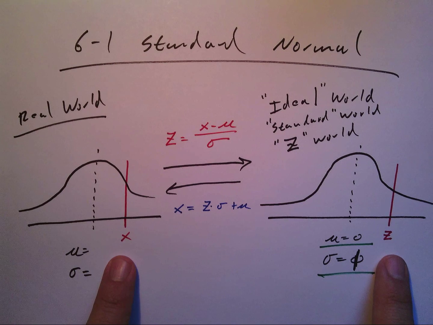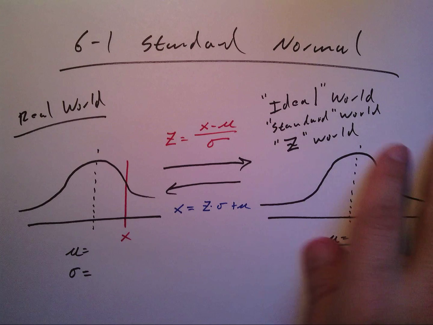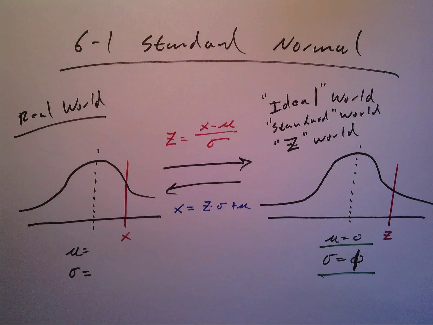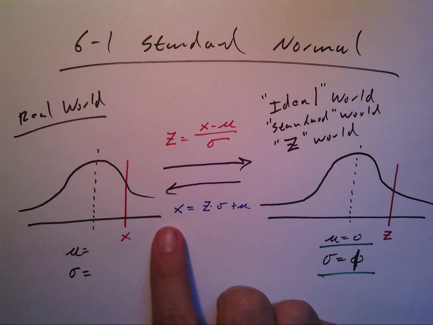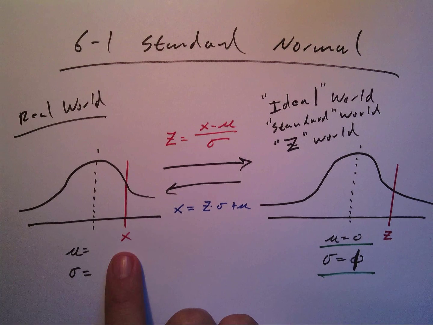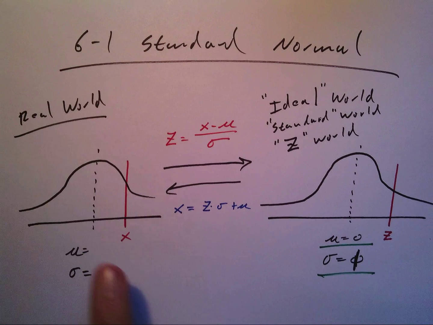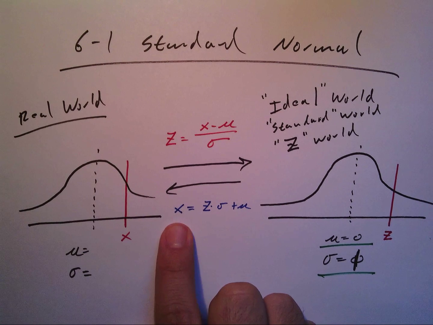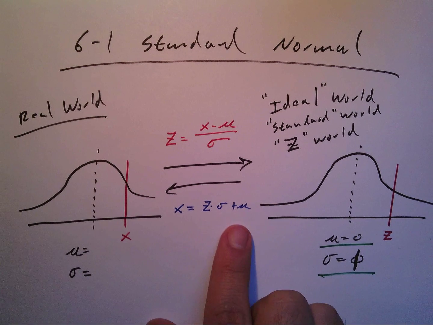Now, sometimes we're going to be doing things over in the idealized world, specifically if we're looking for what value corresponds to the top 10%, what value corresponds to the bottom 60%. We're going to get a z value from the calculator, but then we have to go backwards and get the x value that corresponds to the real world stuff. And that's going to be your x is equal to your z-score times sigma plus mu.